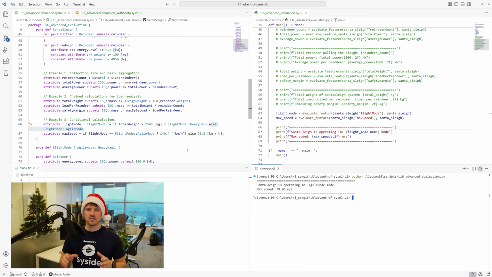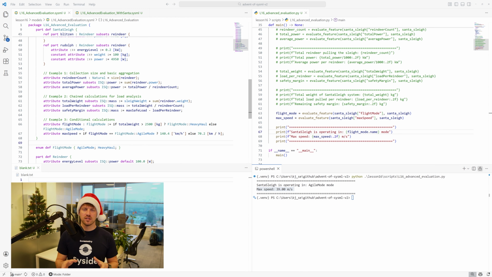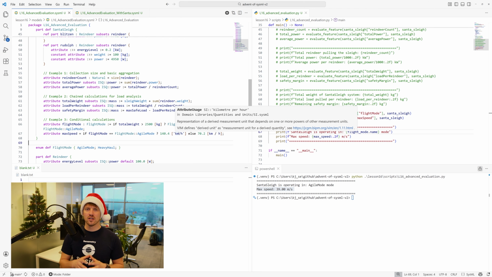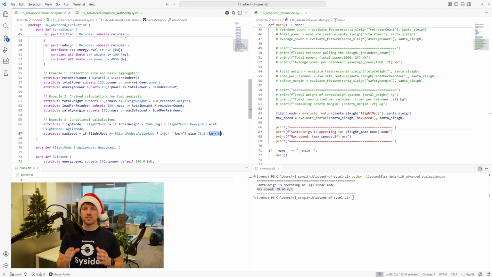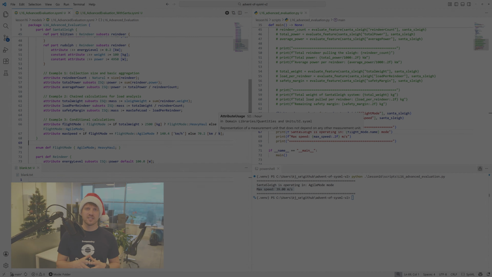Max speed then depends on flight mode. In agile mode, max speed is 140.4 km per hour, while in heavy haul mode, it is reduced by half for safety. Since we are in agile mode, max speed is then 39 meters per second when converted to SI base units. Notice the unit syntax. SysML v2 supports two forms: string form like kilometers per hour speed unit, or calculated form where you compose units from base units. Here we divided length unit by duration unit to get speed unit.